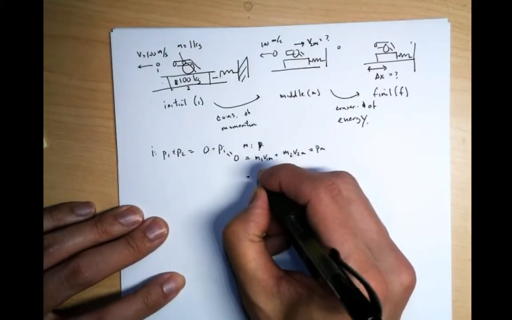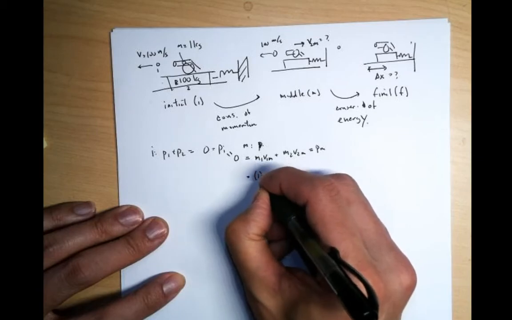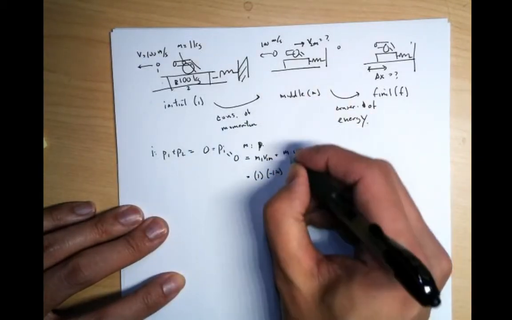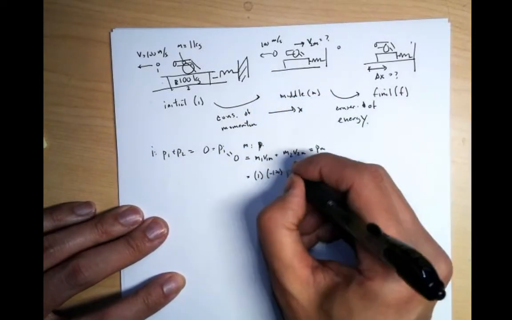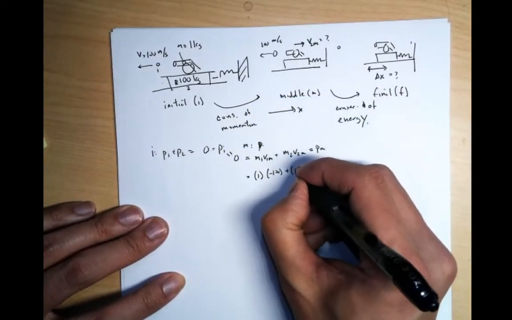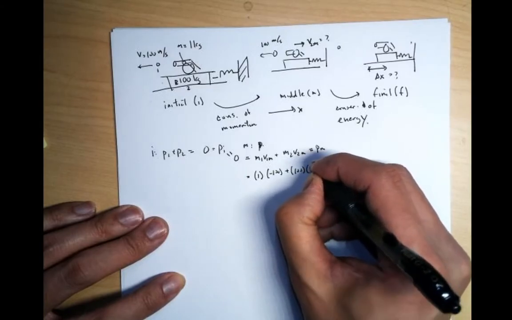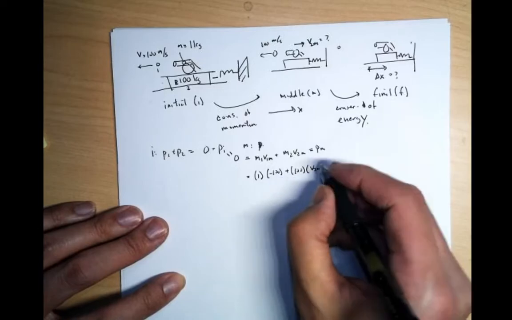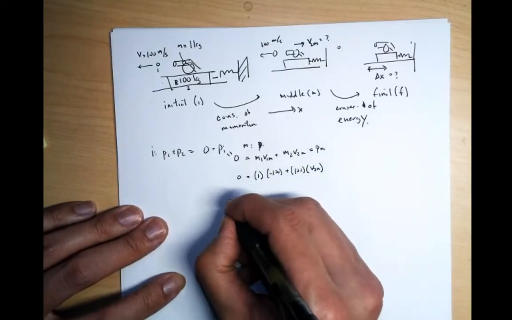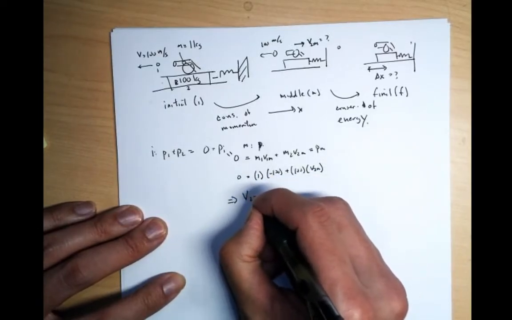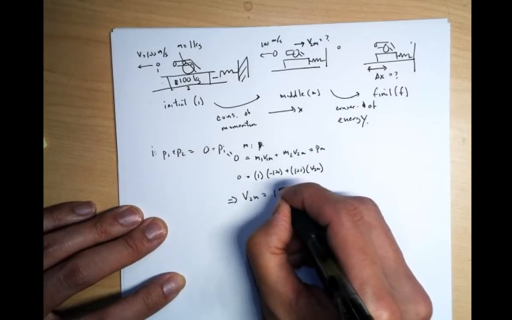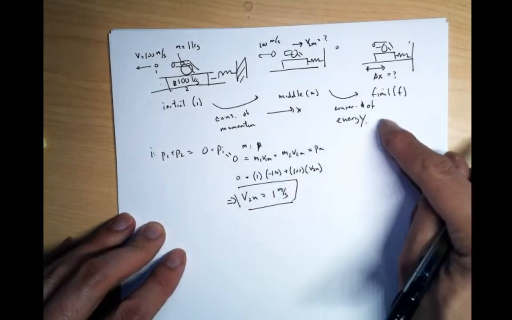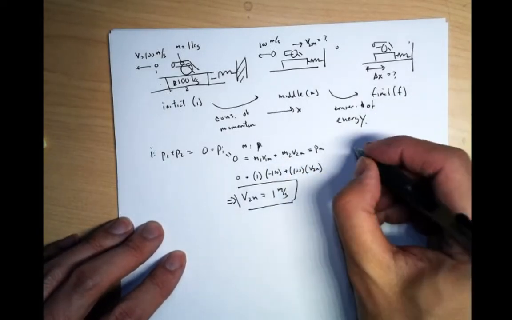So M1 was 1, V1M, pointing in the opposite direction, is minus 100. Plus M2 is 100 kilograms, and this is V2M. This is all equal to 0, so it's easy to find that V2M is equal to, in fact, 1 meter per second. So that's the middle state that we need. Let's go to the final state. We use conservation of energy.